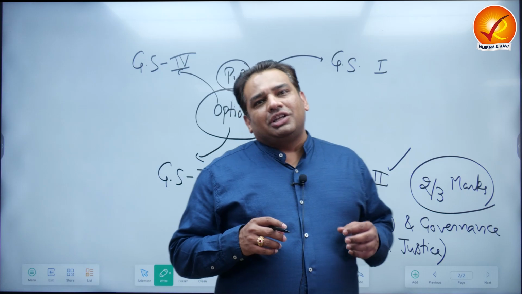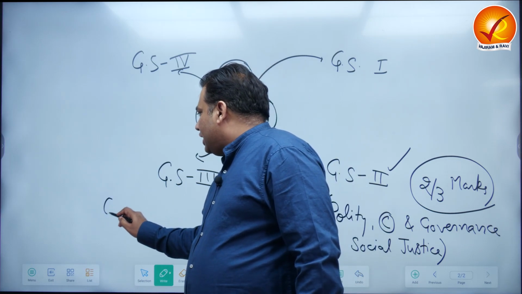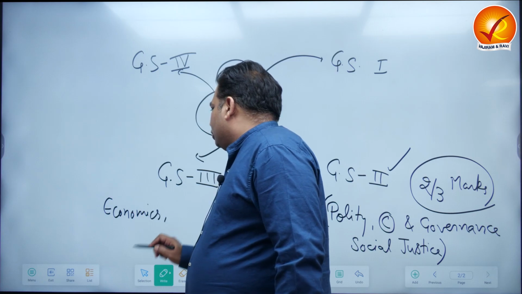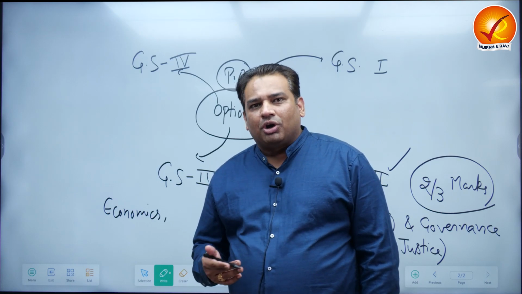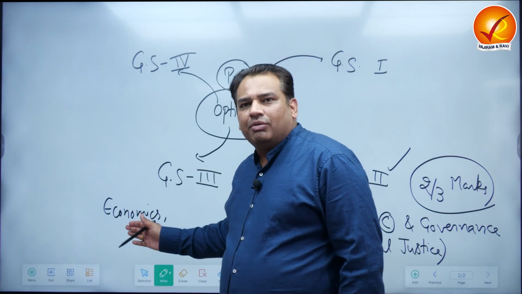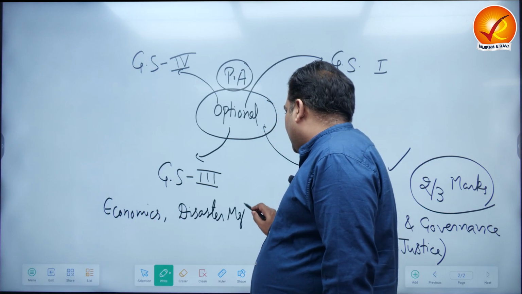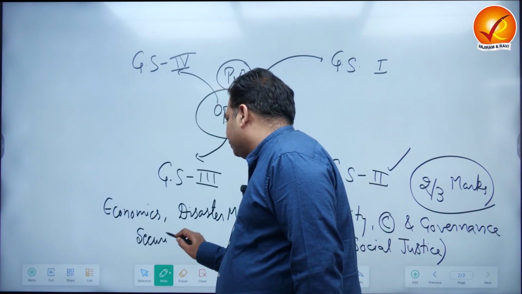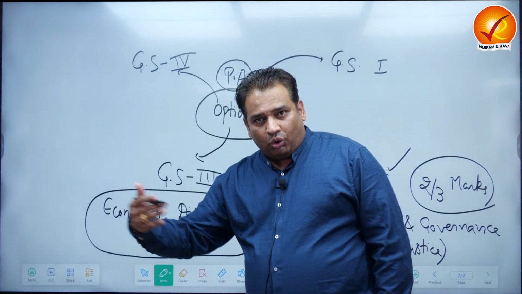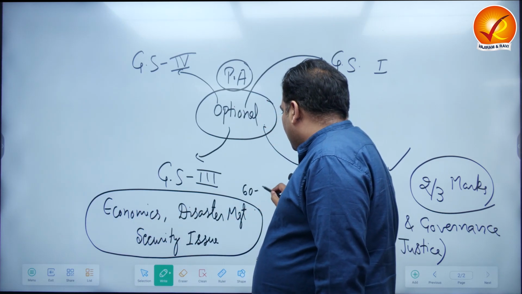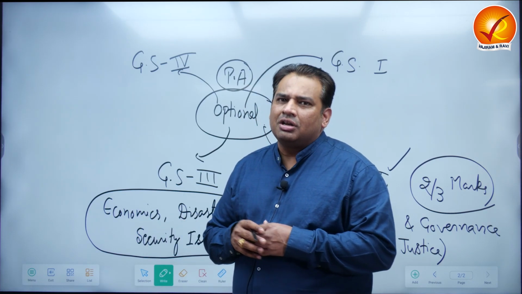Not just that, this optional even helps you for GS paper 3 as well. Within GS paper 3, we have topics like economics. So from the Indian economy's point of view, public sector undertakings, apart from that, budget, monetary policy, fiscal policy is also covered with the PubAd syllabus. Then disaster management and also security issues. These types of topics, which overlap with PubAd, carry a minimum of 60 to 80 marks, and these questions will be related directly to the syllabus of public administration paper 2.